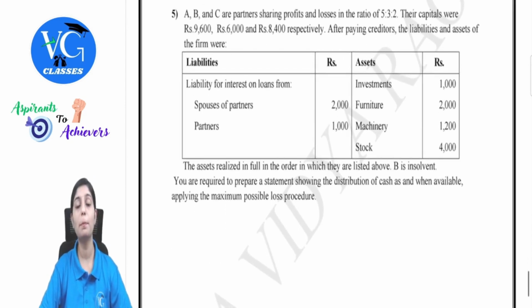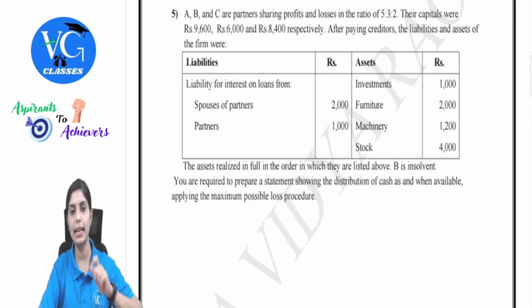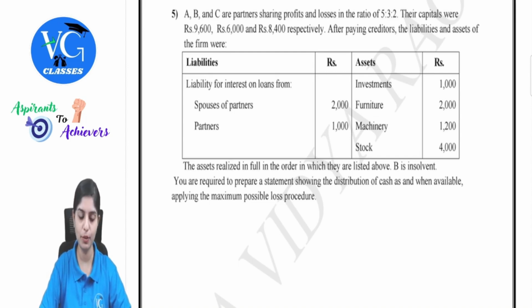Next question is about piecemeal payments, maximum possible loss method. Let's understand how to solve. I had explained it in the concepts. Whatever amount is realized, the balance will be considered as the maximum possible loss from the firm. How to do it? Let's understand.